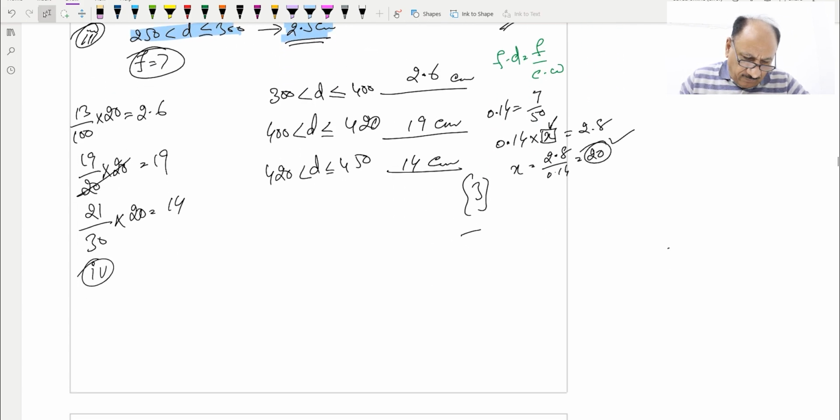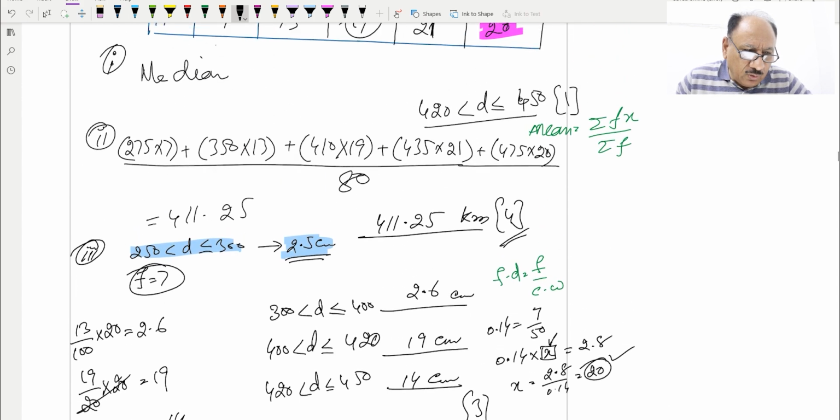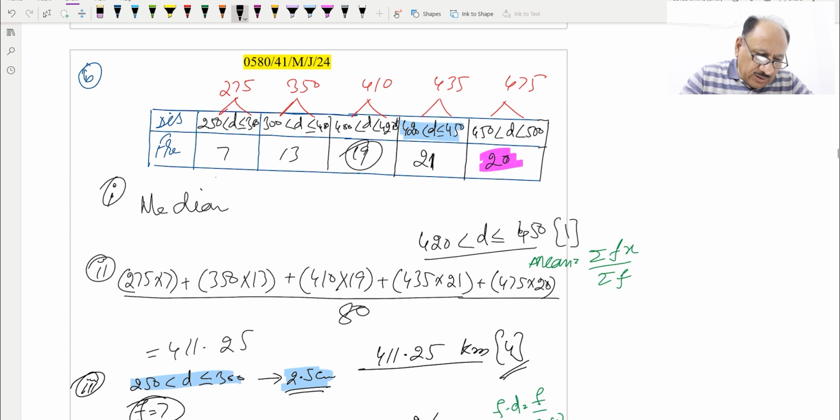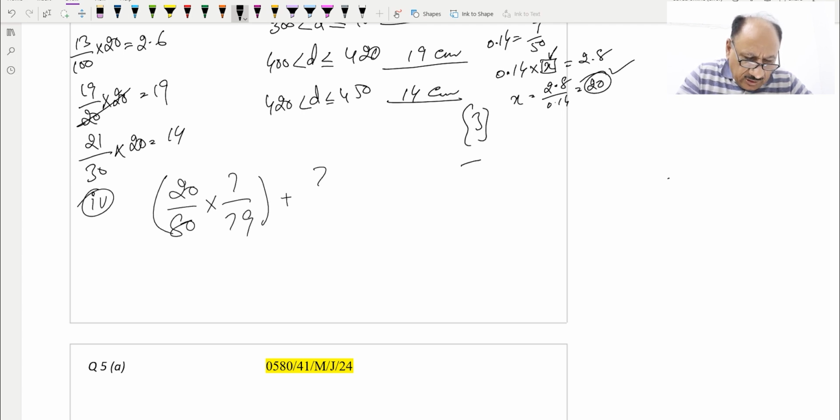So 20 out of 80, we can write 20 out of 80. And the second one they're saying is that the other car can travel not more than 300, which is this one, 7. So we take 7. One car is already taken, so 79. For the second option we choose 7 over 80 first, and then 20 out of 79, and these two probabilities we need to add.